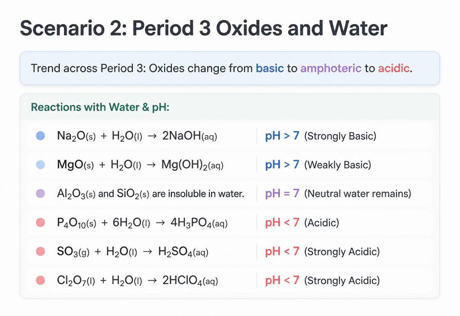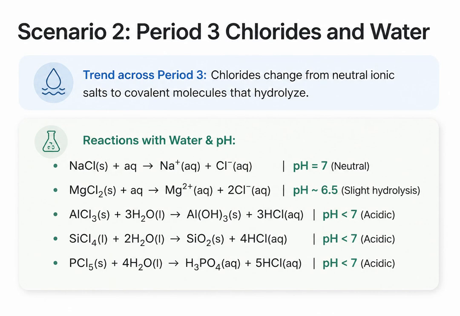However, the nonmetal oxides on the right, phosphorus, sulfur, and chlorine oxides, react vigorously with water to form strong acids like phosphoric, sulfuric, and perchloric acid, resulting in a pH well below 7. We see a similar trend with the period 3 chlorides. On the far left, sodium chloride is a simple ionic salt that dissolves in water without reacting, leaving a neutral pH of 7. Magnesium chloride dissolves but undergoes very slight hydrolysis, making the solution just barely acidic.